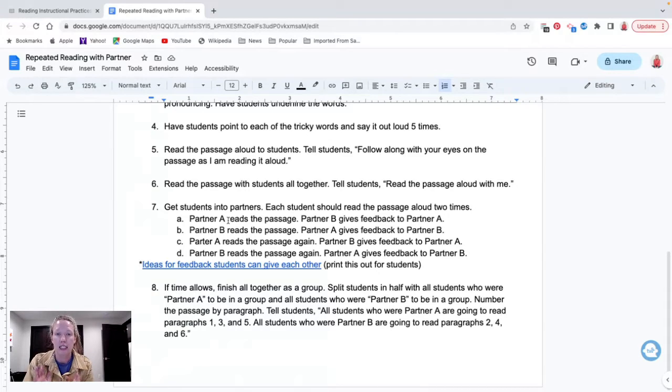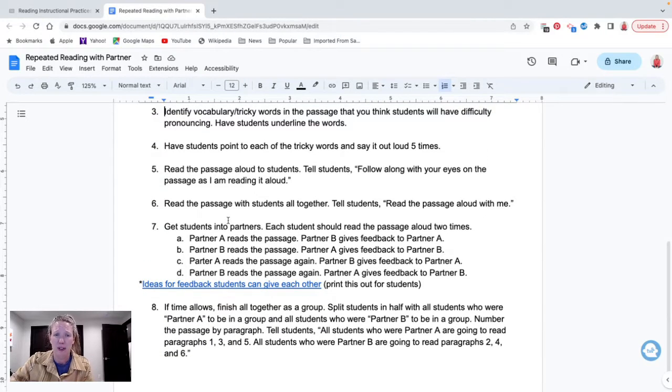I've gotten ideas for feedback students can give each other. So, teaching each other how to give feedback on their reading and their fluency is a really great thing to do. And then if you have time at the end, you can get back together, split partners into partner A and partner B, and alternate reading the passage one more time by paragraph.